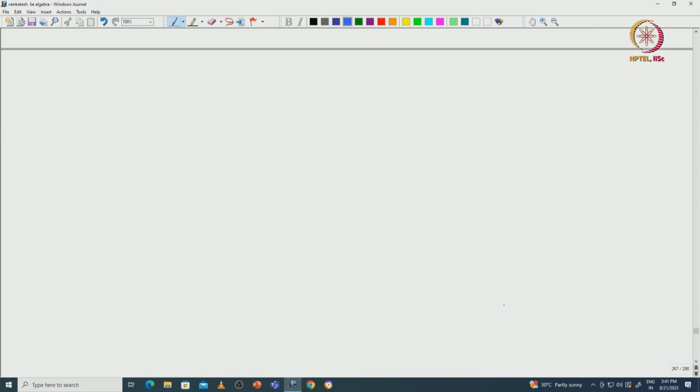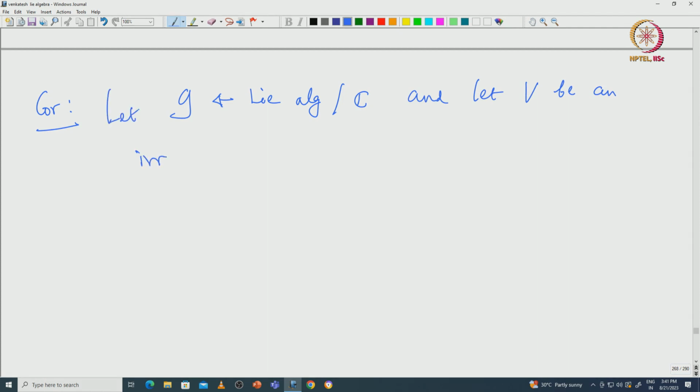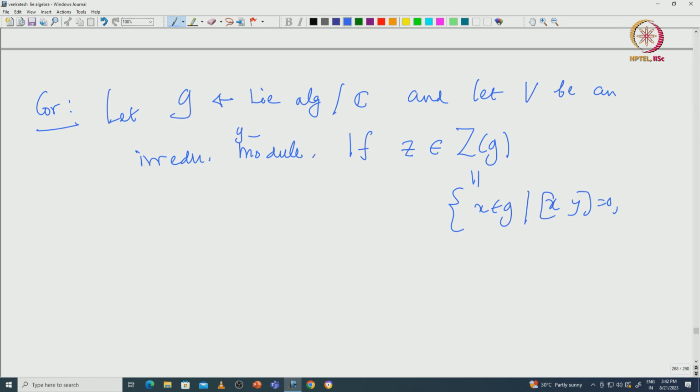Okay. So, now what is the corollary of this result, the immediate corollary? So, you take again G to be a Lie algebra over C and let V be an irreducible G module. So, if there is an element in the center of G, which is those x in G such that x commutes with y for all y in G, then this z must act as a scalar on capital V.